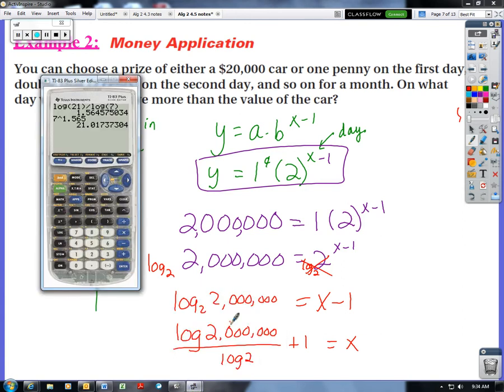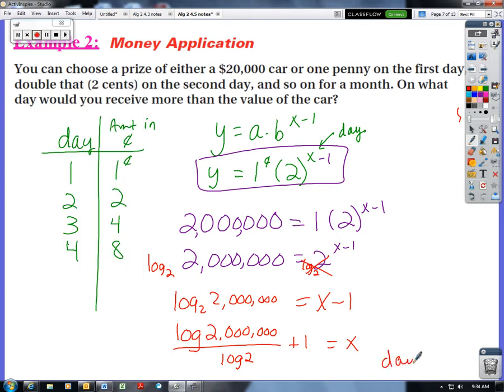Okay, so now we'll do log of 2 million, 2, 3, so that's 6 zeros. Close parenthesis, divided by log 2. You can hit enter there, and then we're going to add 1 to that. 21.9, so about 22 days. So on day 22, you will have more than the value of the car.